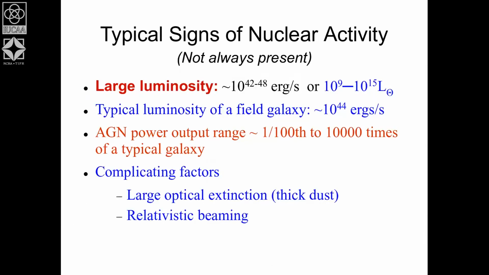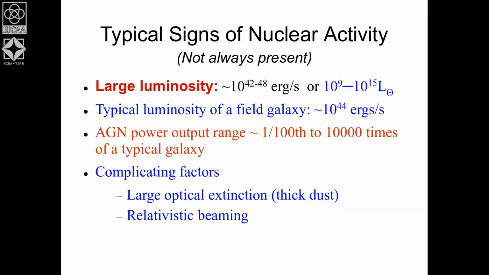Yes. The nucleus, the unresolved nucleus, has very large luminosity that can range from 10 to the power 42 to 10 to the power 48 ergs per second. And if you compare this luminosity with the luminosity of our sun, then these nuclei have a luminosity of 10 to the power 9 to 10 to the power 15 times the luminosity of the sun.